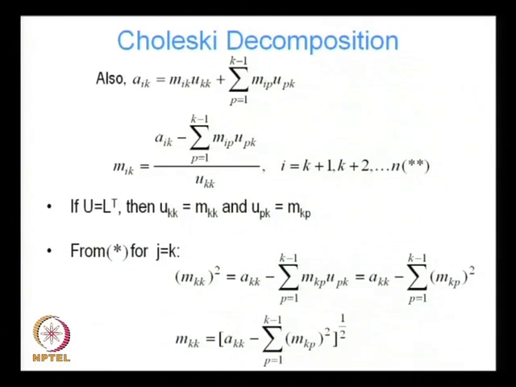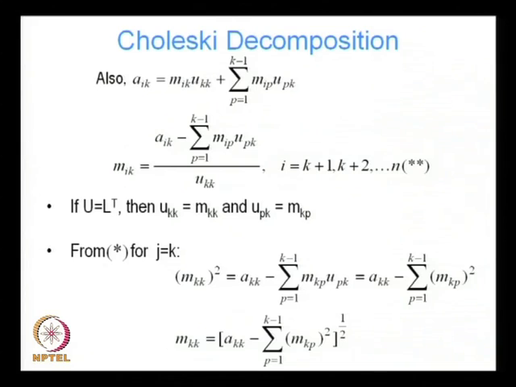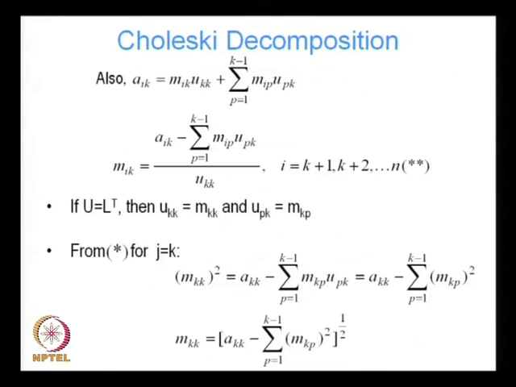From the previous equation, star, for j equal to k, we can write it as MKK UKK, and we know UKK is equal to MKK. So the left hand side becomes MKK square, and the right hand side becomes AKK minus sigma p equal to 1 to k minus 1 MKP UPK. Let us go back and see what it looked like.